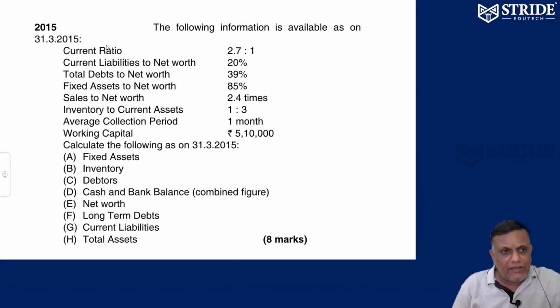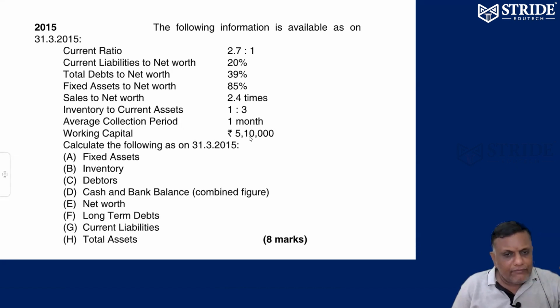The following information is available as on 31/3/15. Current ratio 2.37:1. Current liability to net worth 20%. Total debt to net worth 39%. What is current ratio? Current asset by current liability. Fixed asset by net worth 85%. Sales by net worth 2.4 times. Inventory to current assets 1:3. Average collection period from the debtor is 1 month.